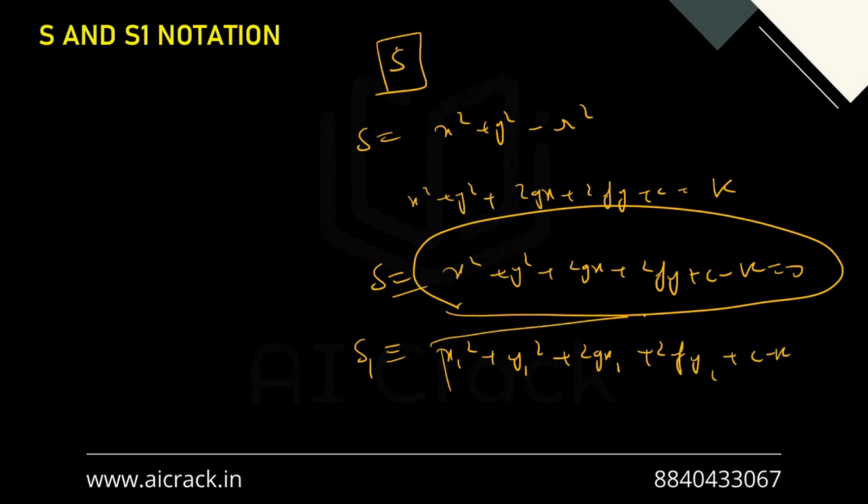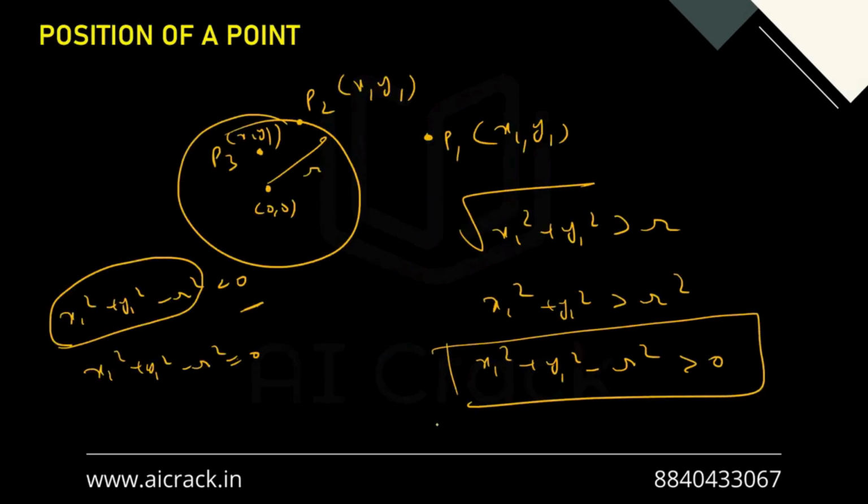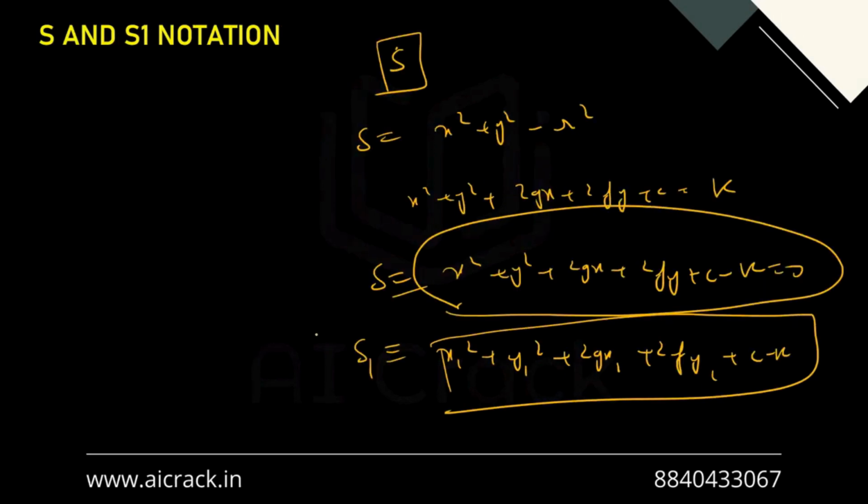Now we have to compare this S1 with respect to 0. If it is less than 0, the point is inside the circle; equal to 0, the point is on the circle; and if it is greater than 0, the point is outside the circle. As of now we're just talking about the circle, and this condition is for the circle only, but we'll be using this S notation for other conics as well. So you have to remember how to form the S notation, and we'll be utilizing it for many other conditions.